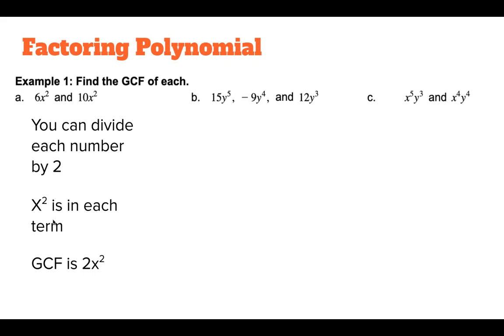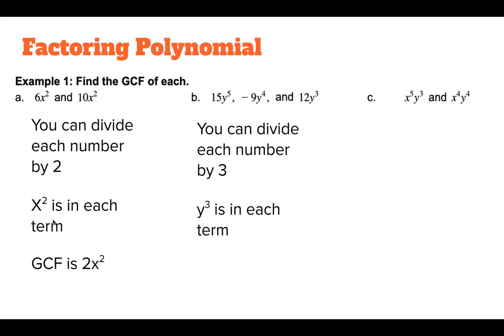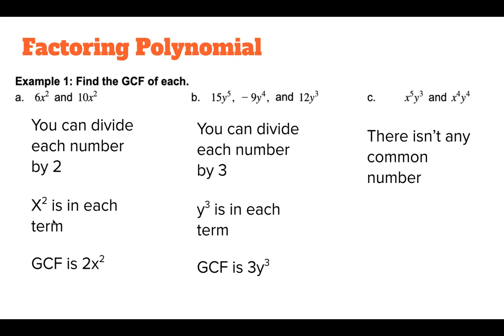If you look at B, I now am dealing with 3 terms, and you'll notice that all 3 of them you can divide by 3. The lowest exponent on the y is the third. So my greatest common factor is 3y to the third. In the last example, you'll notice there are no numbers, so I don't have to worry about that. The lowest exponent on the x is 4, and the lowest exponent on the y is 3. So my greatest common factor is x to the fourth, y to the third.